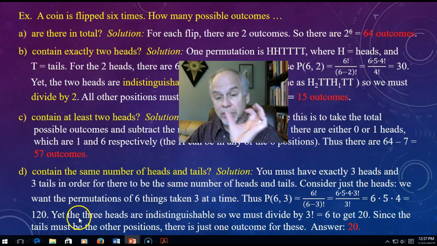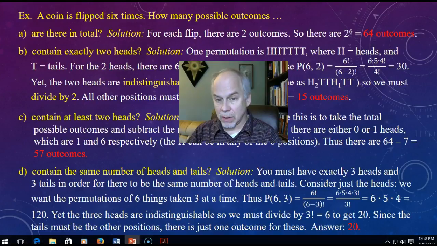But those 3 heads are indistinguishable, as we talked about before, because where you place them doesn't really matter, whether it's the first head place or the second head place or the third place. So we have to divide by 3 factorial, which is how many ways there are to arrange 3 things. And so that's 3 factorial, which is 6. So if we divide 120 by 6, we get 20.